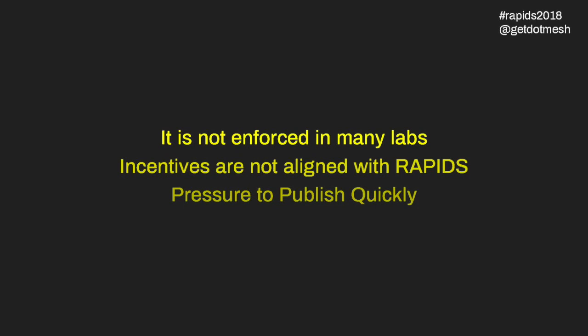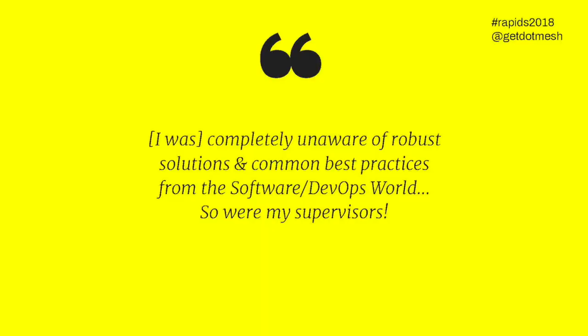Currently within our world, there's no real incentive to have our ways of working aligned properly with rapids. There's a pressure to publish quickly, and things get turned around very, very quickly, and nobody keeps track of absolutely everything. Nobody wants to take that time. I was completely unaware of all these things until I made that transition. My supervisors are unaware. Largely the institutes are unaware of these things unless they're embedded within some kind of data world that has these current best practices up and running.